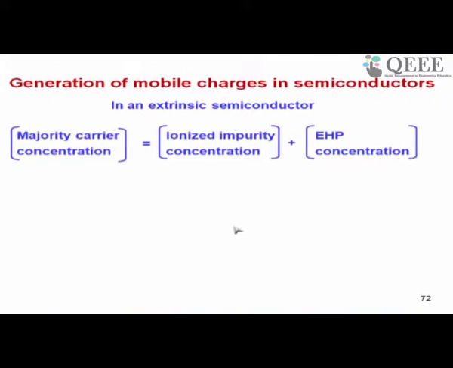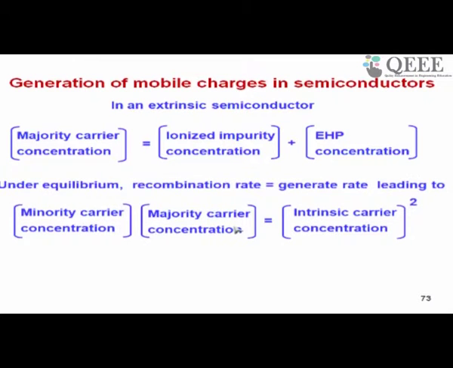Now, let us summarize our observations. The majority carrier concentration is equal to ionized impurity concentration plus electron hole pair concentration. This is the general formula for n-type as well as p-type semiconductors, right? What about minority carrier concentration? Under equilibrium, because recombination rate is equal to generation rate, please make note of this, we obtain the formula: minority carrier concentration times majority carrier concentration is equal to intrinsic concentration squared.